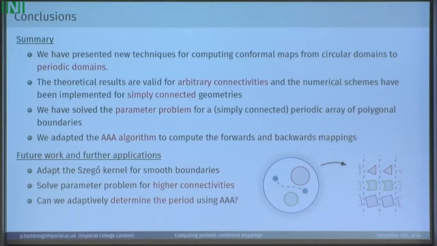And we adapted AAA to represent the mappings in both the backward case and the forwards case. Some future work: we heard about the Szegő kernel yesterday for smooth boundaries. Maybe that can be adapted for these periodic domains. A couple of other things here, and maybe lemniscatic domains as well is something I should be looking at.